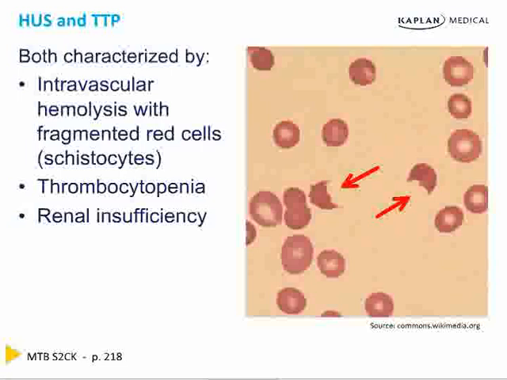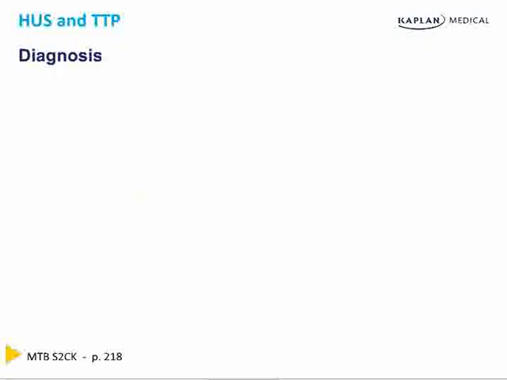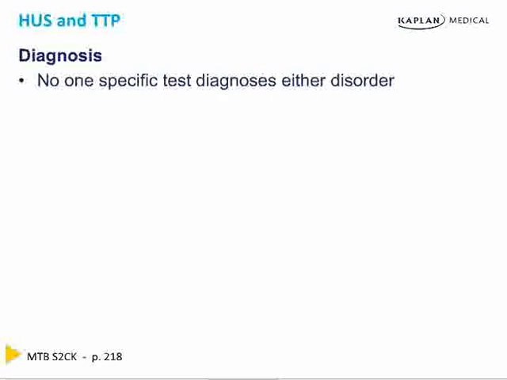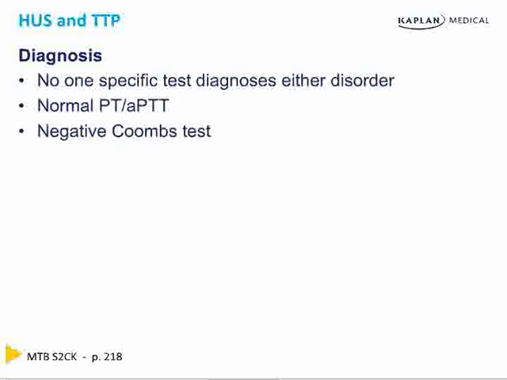The big clue to it not being DIC is that DIC is predominantly characterized by the coagulopathy with a high PT and PTT and abnormal D-dimers. But the major issue is the PT and PTT. In DIC, you've consumed clotting factors as well, and that's not happening with HUS and TTP. In HUS and TTP, the PT and PTT are normal. There is no one specific diagnostic test to diagnose either of these disorders. The PT and PTT are normal, and the other issue is a negative Coombs test.